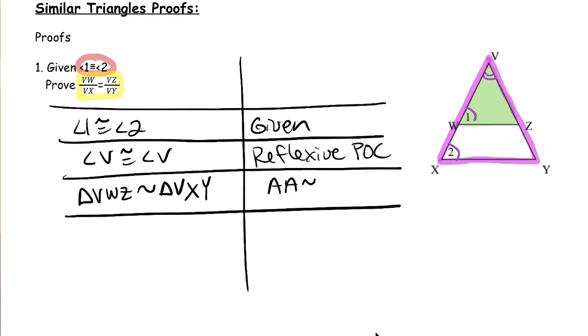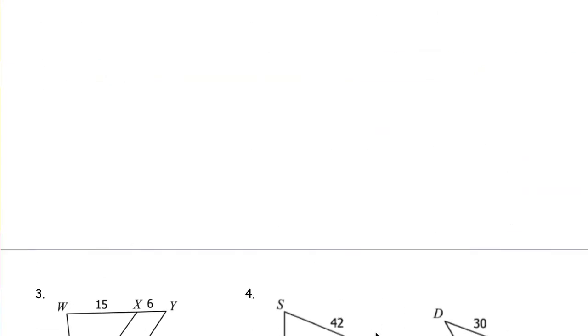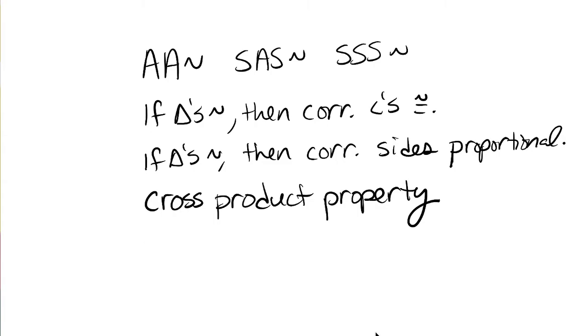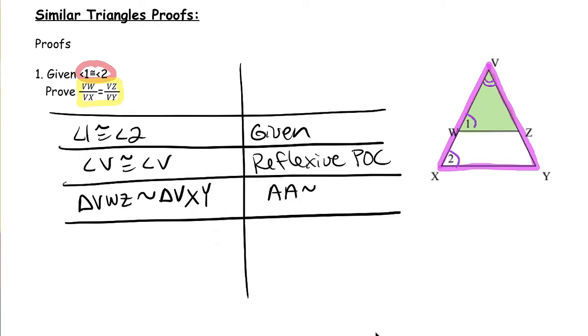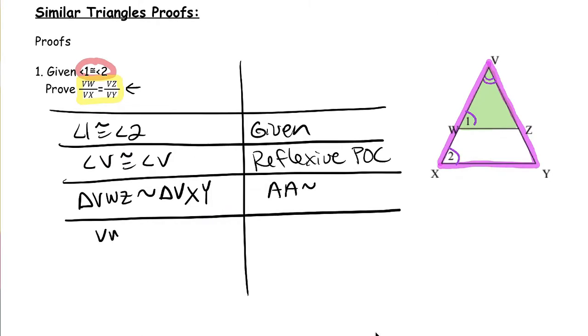Once your triangles are similar, again, from these reasons back here, we're going to go to one of two things. We're either going to talk about how the corresponding angles are congruent, or we're going to talk about how the corresponding sides are proportional. Which one we choose depends on our goal for the proof. In this particular proof, we are trying to prove that a set of corresponding sides is proportional. That's what this is. It's a proportion. So we can easily tell that is the goal. So we're going to go right there. This is just setting up some corresponding sides into a proportion.